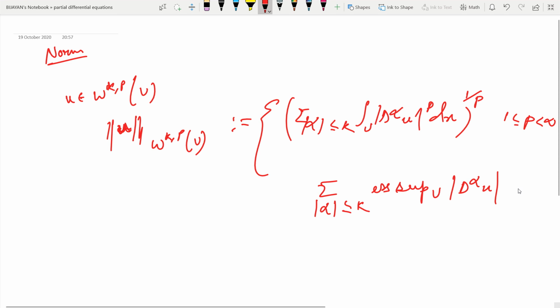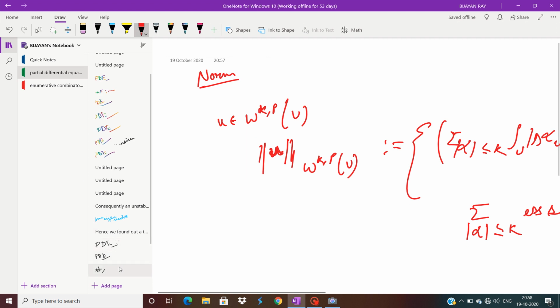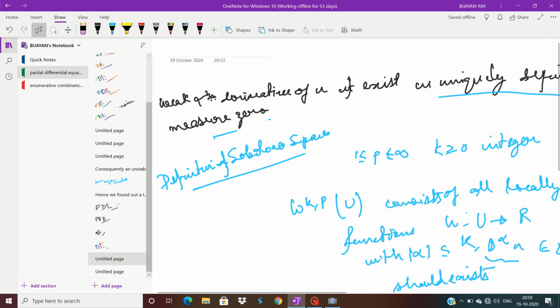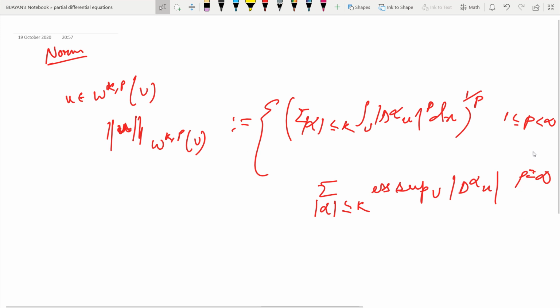and p equal to infinity. In this last slide, we already used the condition that p may be equal to infinity. So this makes the two cases different: one with p less than infinity and one with p equal to infinity. So this is the norm.